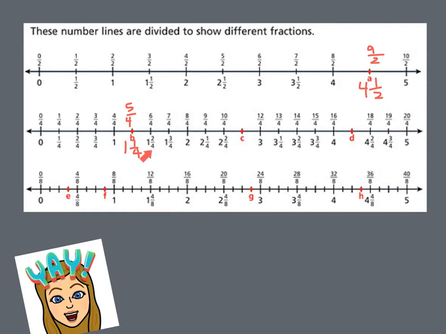Now we'll continue. They have all of the other pieces labeled, so you can see it's just counting up by fourths. So 2, 2 1/4, 2 2/4. Ooh, we're missing something. Okay, so what would come next after 2 2/4? Well, the next part would be 2 3/4.